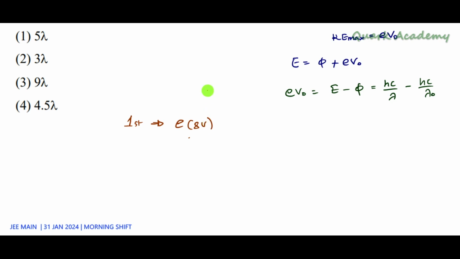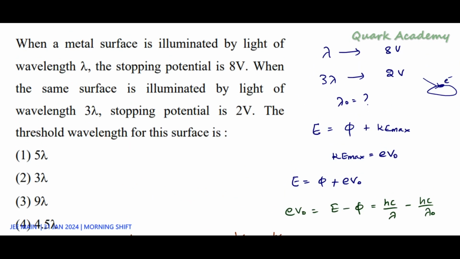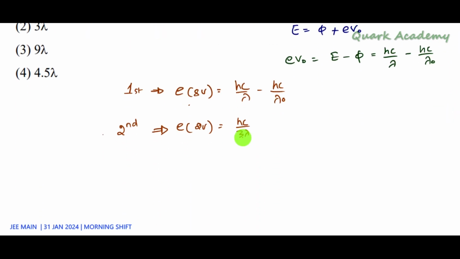So E into 8 volt equal to hc by lambda minus hc by lambda 0. Let's write for the second case. In this case, it has 2 volt. E into 2 volt equal to hc by 3 lambda, because the incident wavelength is 3 lambda. And the work function is going to remain constant because it depends on the material. So the metal is same, the work function should be same.